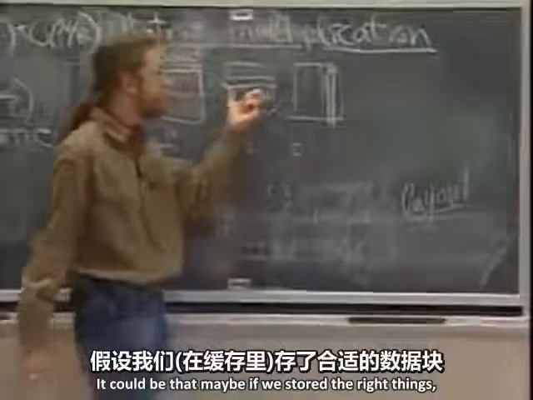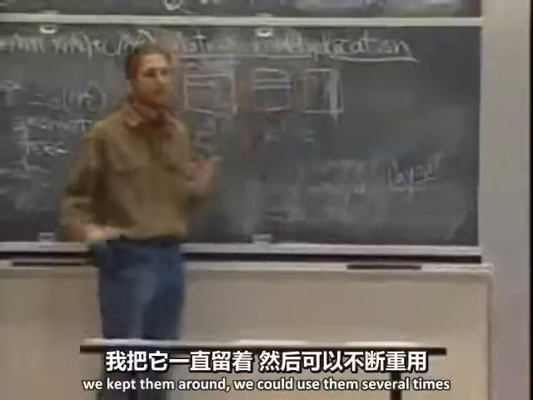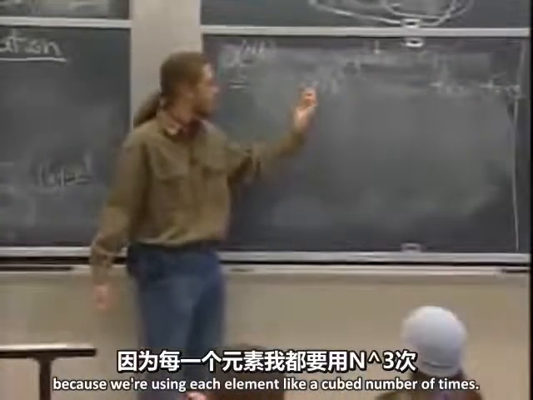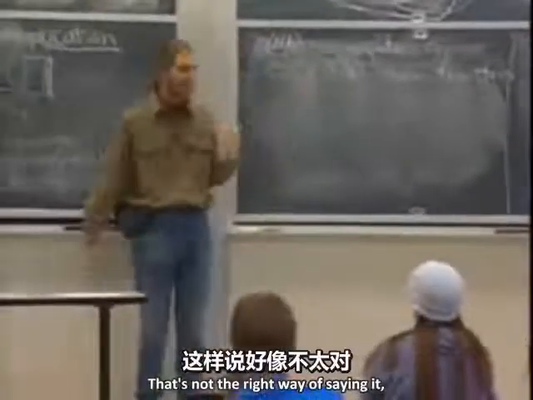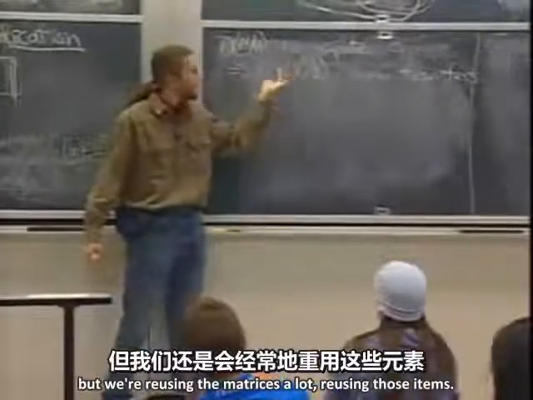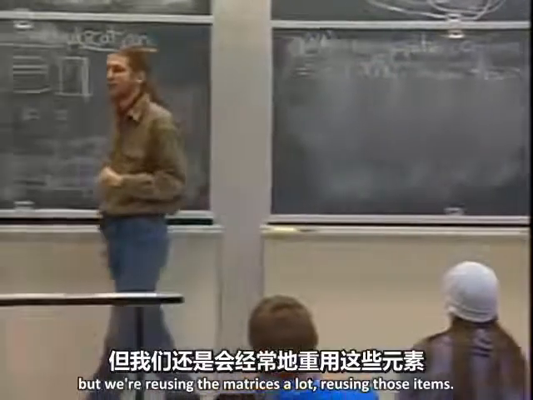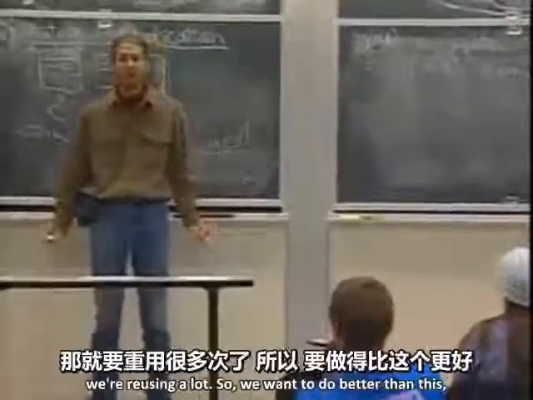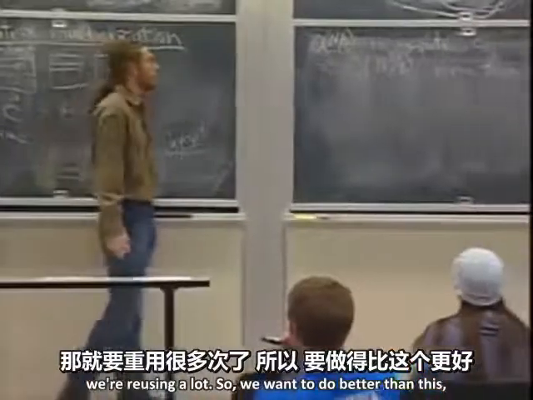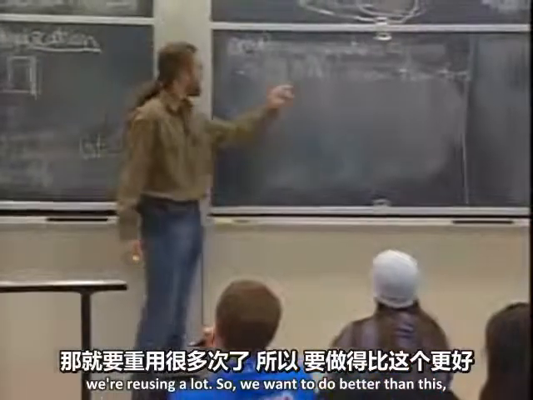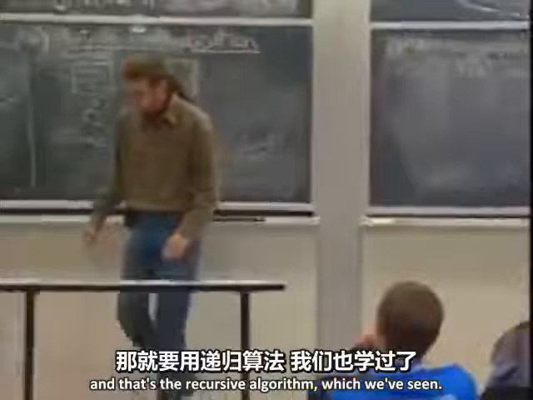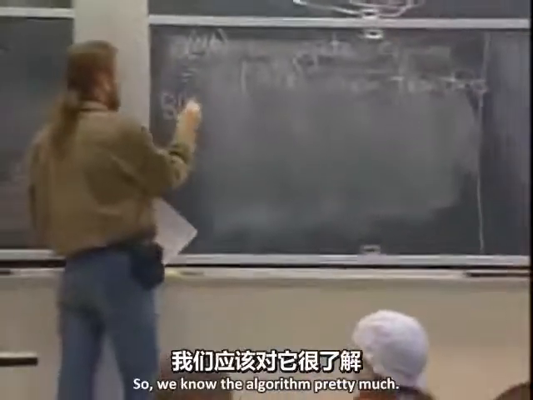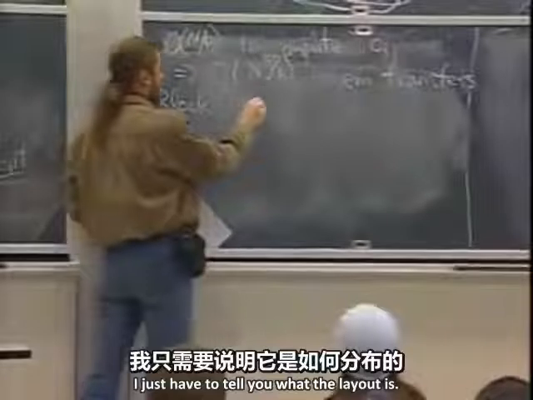It could be that if we stored the right things, we kept them around, we could use them several times. We're reusing the matrices a lot. If we're doing n cubed work on n squared things, we're reusing a lot. So we want to do better than this. And that's the recursive algorithm, which we've seen. So we know the algorithm pretty much. I just have to tell you what the layout is.